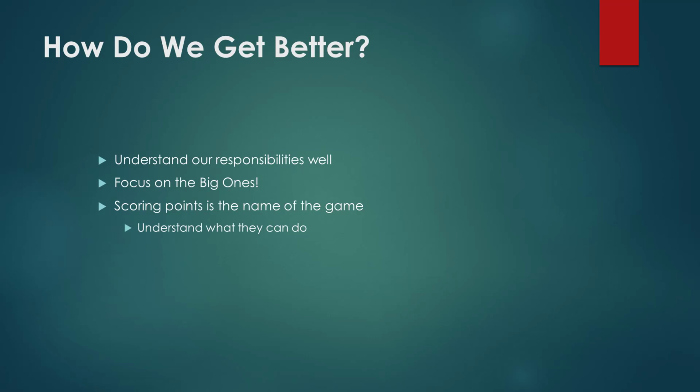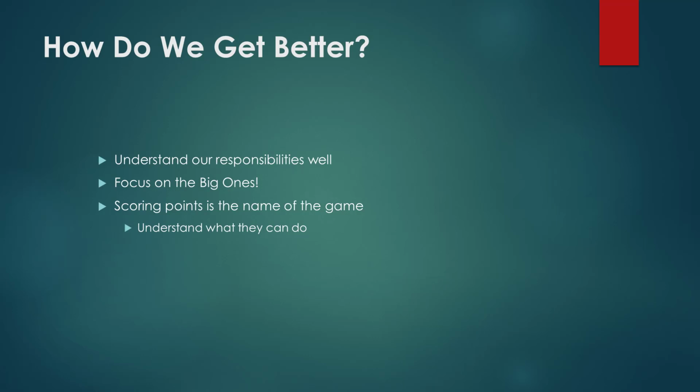Focus on the big ones. We need to get the real big ticket items. No ticky-tack on these. Make sure we get the real big ones. And then scoring plays are the name of the game. We need to understand what constitutes a touchdown, field goal, try, safety. How can they score those? How do they not? What lines do they need to achieve to make these?